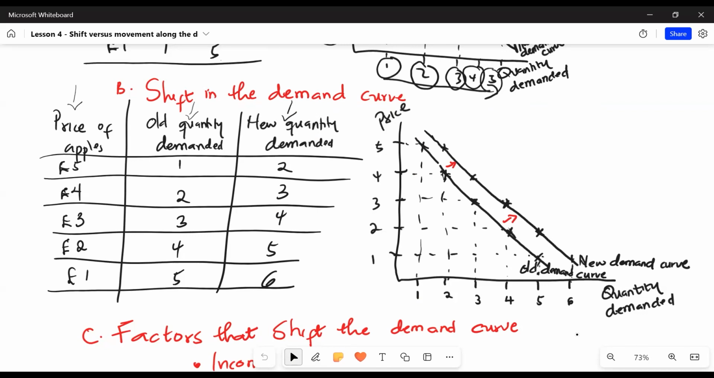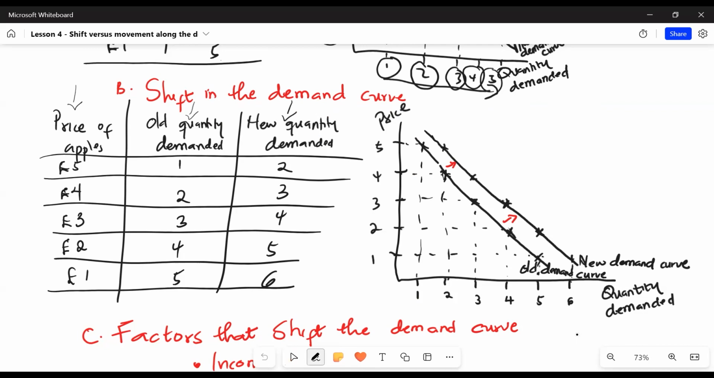Now this example is showing an increase in demand. So an increase in your income can cause you to increase demand. An increase in your preferences for a good can cause you to increase the demand of that good. An increase in the price of a related good can cause you to increase the demand for that good. And then a change in your expectations can also cause you to increase the demand of a certain good.